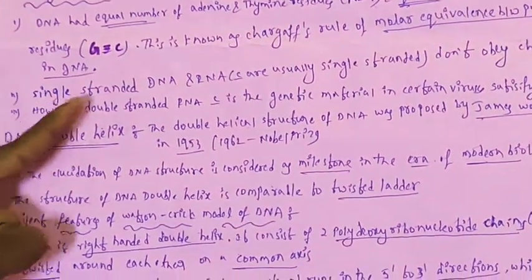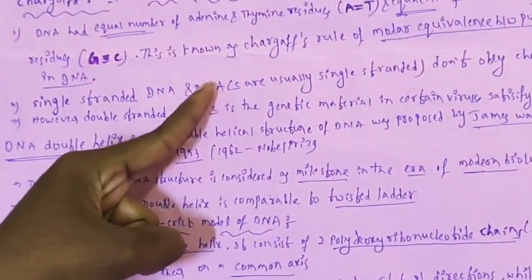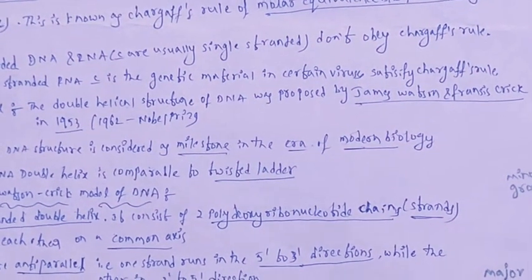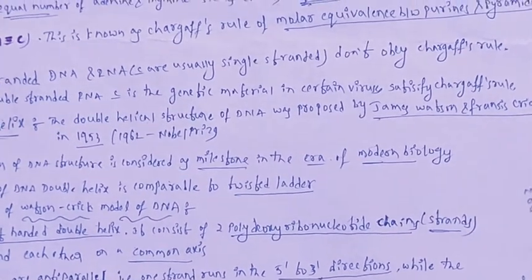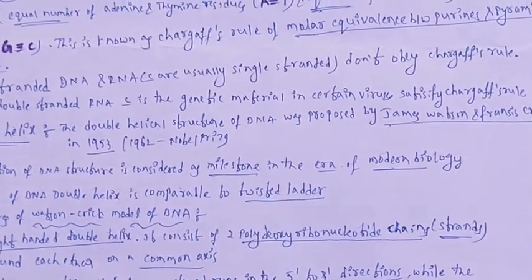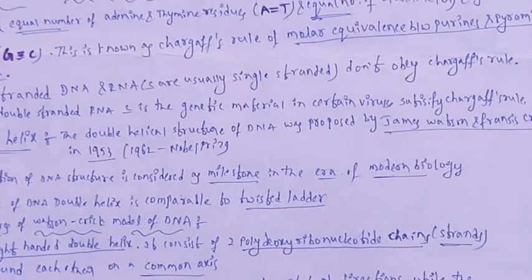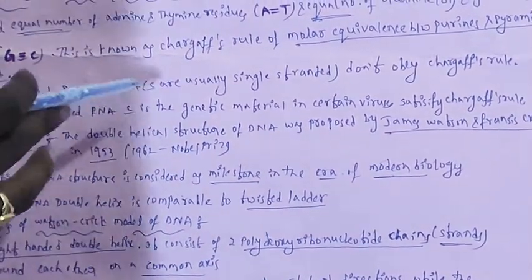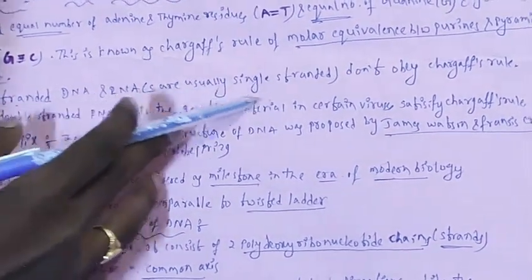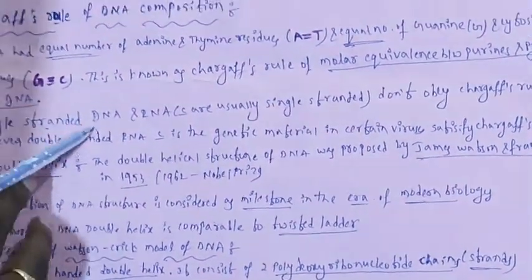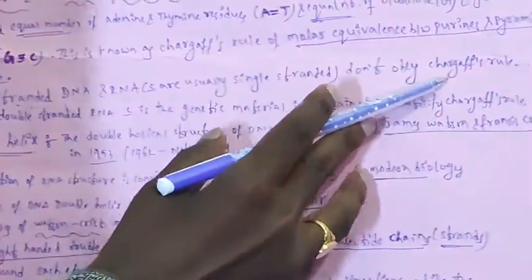Single-stranded DNA and single-stranded RNA do not obey Chargaff's rule. Here, we actually have double-stranded DNA mostly; in some organisms single-stranded DNA will be there. Most RNA is single-stranded. Single-stranded DNA and RNA do not obey Chargaff's rule.